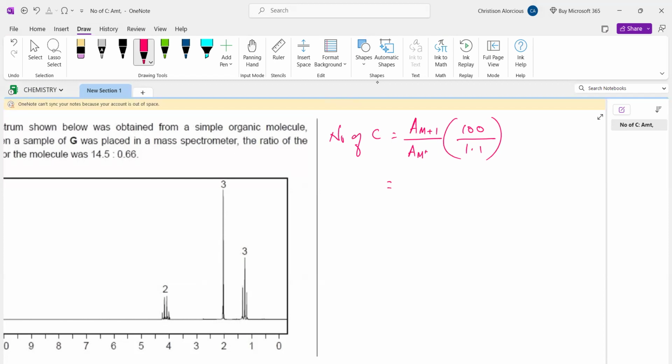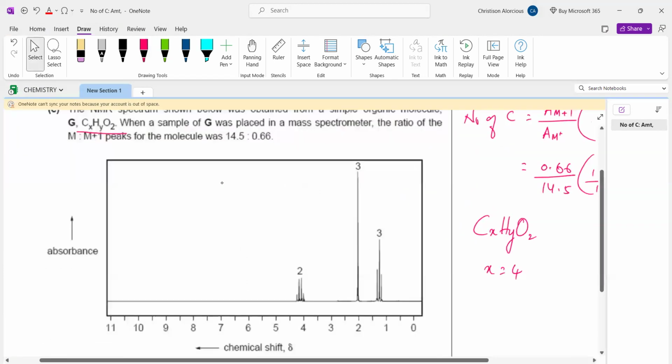So you apply that: the abundance of the M plus 1 peak is 0.66 divided by 14.5, multiplied by 100 over 1.1. On quick calculation, 0.66 multiplied by 100, divided by 14.5, divided by 1.1, we get 4.13. So to the nearest whole number, it's approximated to 4, which means there are 4 carbon atoms. Since the compound is CxHyO2, we understand that x is equal to 4.